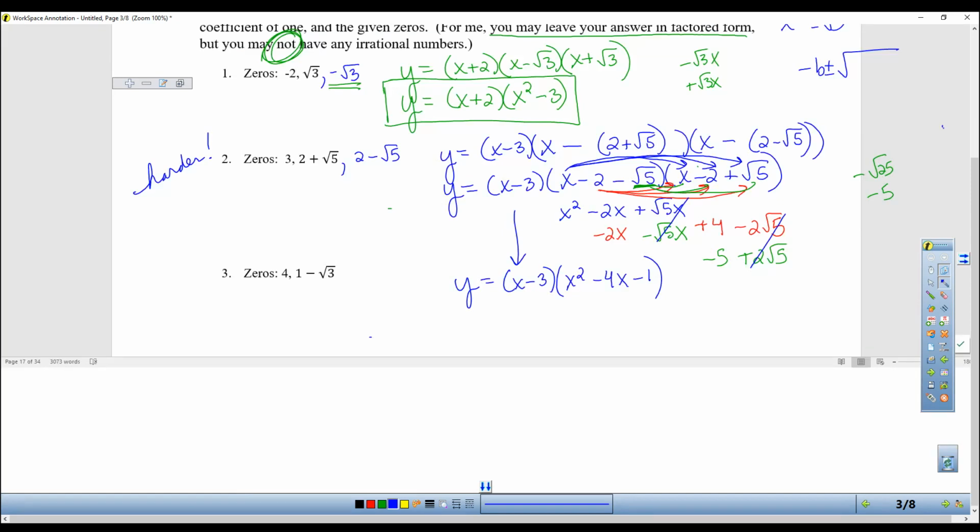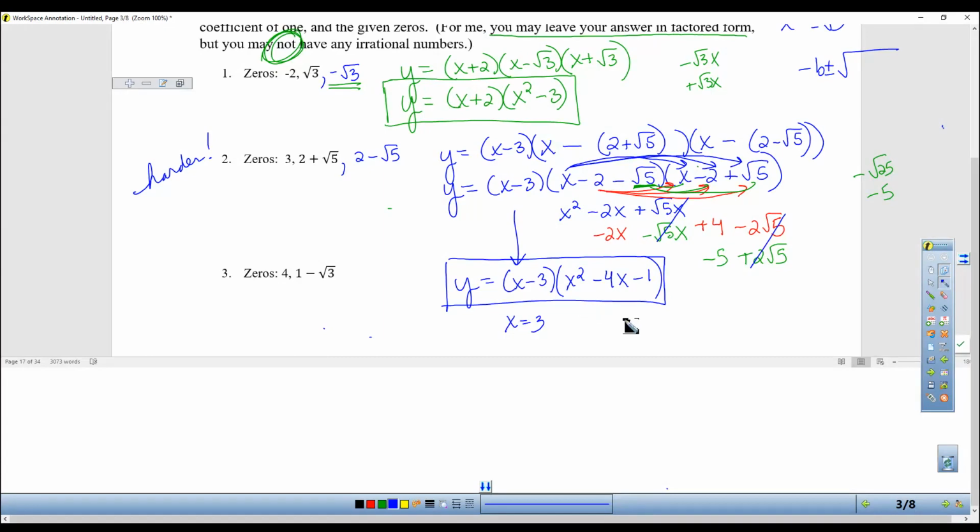So again, you can stop here. You're not required to continue the multiplication. It's a little long and tedious, but that is how your book will give the answer. But I want you to understand what's happening here. The question is, when is this equal to 0? Well, the easy one is 3. See, that's one of the zeros.